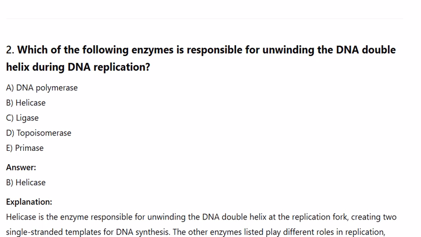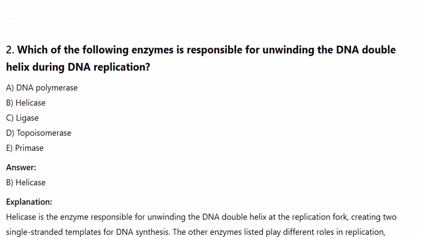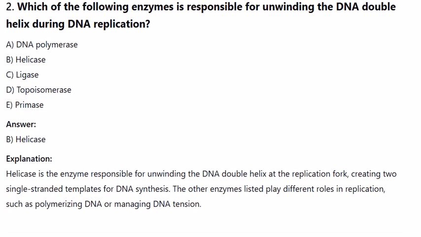2. Which of the following enzymes is responsible for unwinding the DNA double helix during DNA replication? A. DNA polymerase, B. Helicase, C. Ligase, D. Topoisomerase, E. Primase. Answer: B. Helicase. Explanation: Helicase is the enzyme responsible for unwinding the DNA double helix at the replication fork, creating 2 single-stranded templates for DNA synthesis. The other enzymes listed play different roles in replication, such as polymerizing DNA or managing DNA tension.